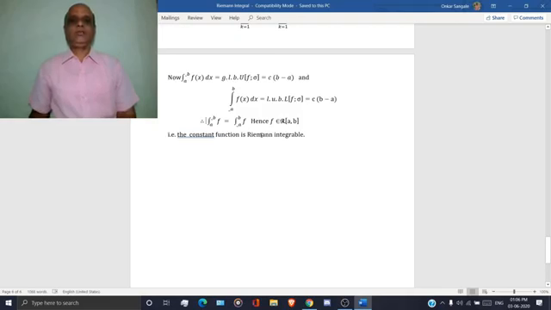So we have taken the definition of Riemann integrable function, and then we have seen two examples: one in which the function is Riemann integrable, and another in which the function is not Riemann integrable.